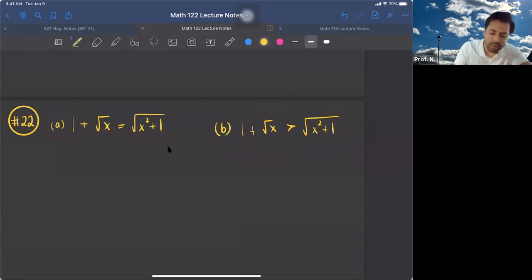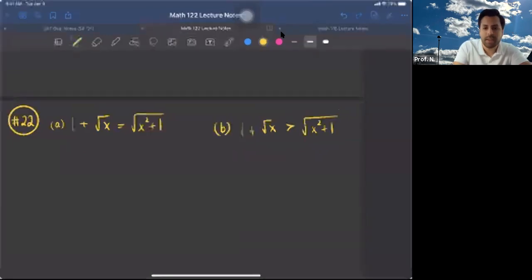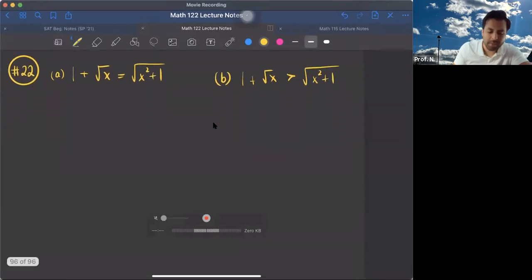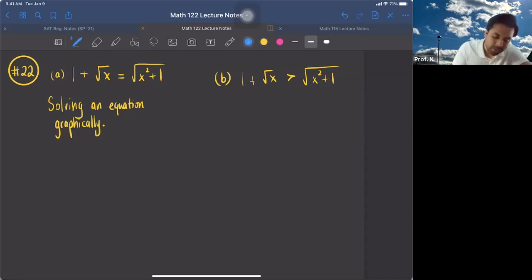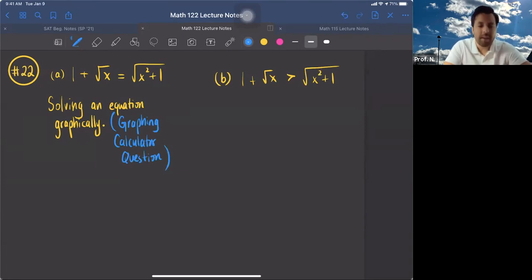So the moment we see an equal sign, as in part A, this is an equation, so I am solving an equation graphically. Then immediately this is a graphing calculator question. Why is it a graphing calculator question?